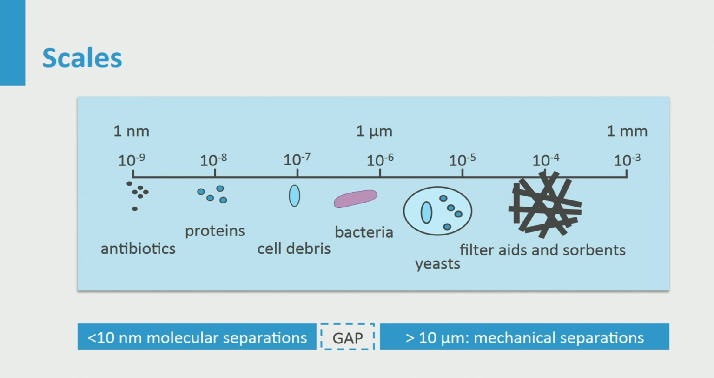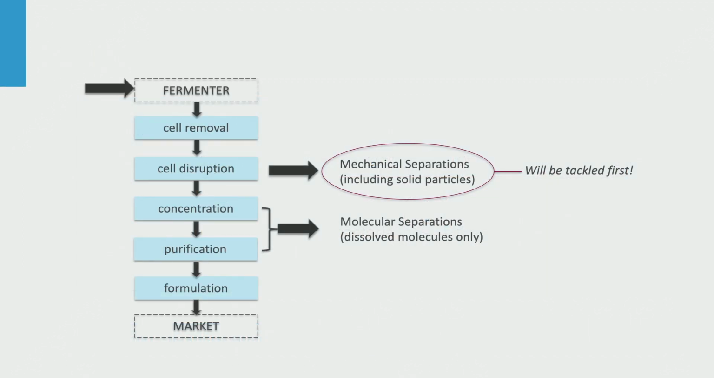Then there is a good set of molecular separation techniques, such as extraction and chromatography, that isolate small dissolved compounds of several nanometer size. In between, in the colloidal range, there is a gap for which there are still few suitable separation techniques available. In industrial biotechnology, mechanical separations are always used to remove cells and sometimes for removing other particles such as crystals. We will treat mechanical separations now and, in the next lecture, molecular separations.